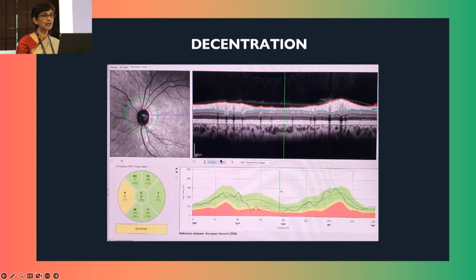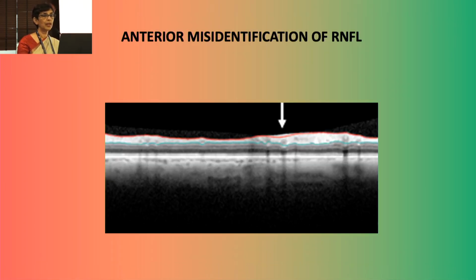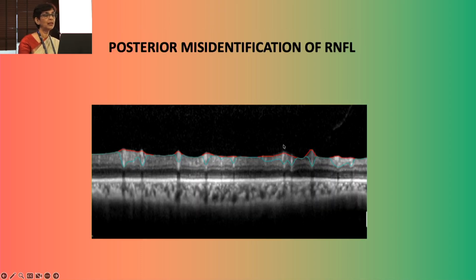You have to discard the scan and take another one in which the ring is properly centered. There could be an anterior misidentification of the RNFL. You can see it in this area. So it is important that we look at the screen, and we should be there in the same room as the OCT is performed, so that we can correct the position manually and then measure the RNFL thickness, because otherwise, if we take it in this position, it is likely to appear in red. There could also be posterior misidentification of the RNFL.